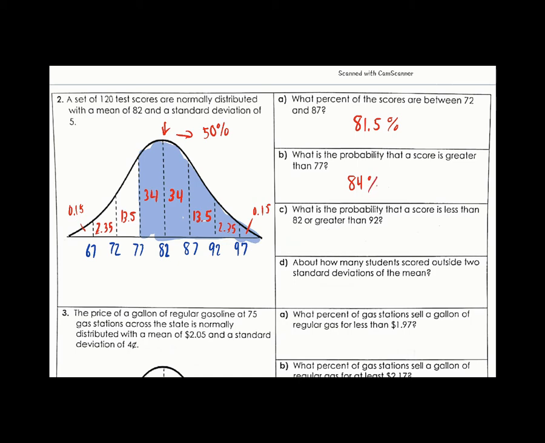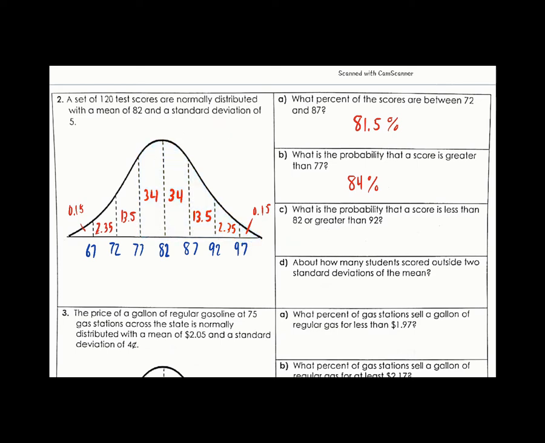84%. Or, listen, you could always go 34 plus 34 plus 13.5 plus 2.35 plus 0.15. You're welcome to do that, but just remember there are sometimes faster ways.